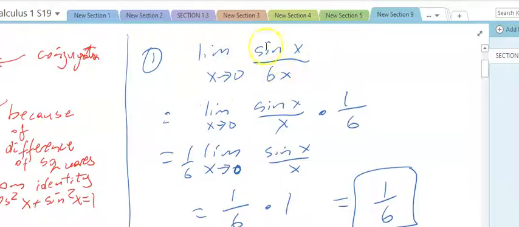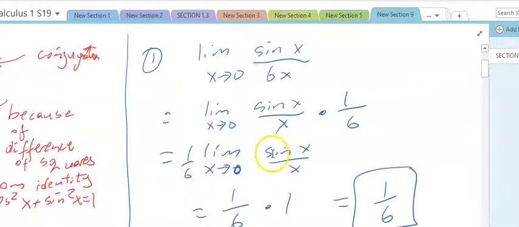Now we want this to look something like either sine of x over x only, or something like sine of theta over theta, where we know exactly what that limit will be. So one way we can do this is to factor the 6 out of the denominator. So we have the limit as x approaches 0 of sine of x over x times 1/6. Then by using our scalar multiple rule that we learned earlier, we can pull this 1/6 in front of the limit, so it becomes 1/6.